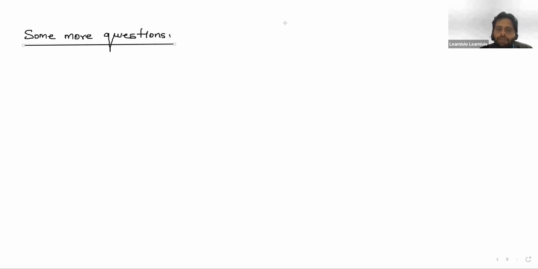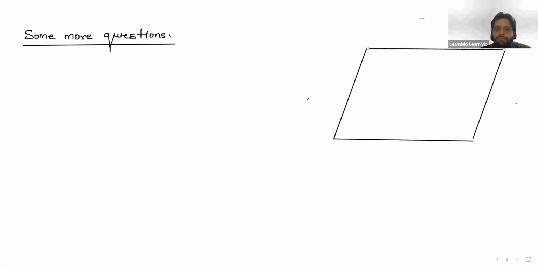Parallelogram law of vector addition we have already done. Whenever you get a question in the exam on the parallelogram law of vector addition and you need to make a parallelogram, then please draw like this. Write A, write B, write C, and write D. Then mark this vector A like this, mark this vector B like this.